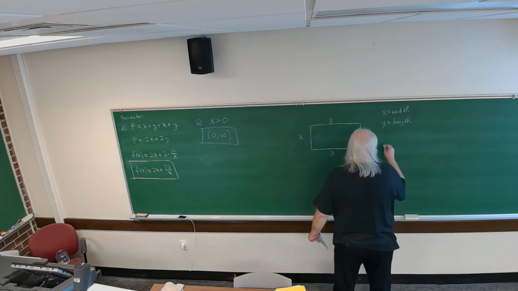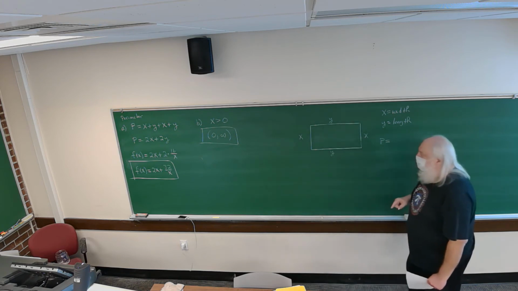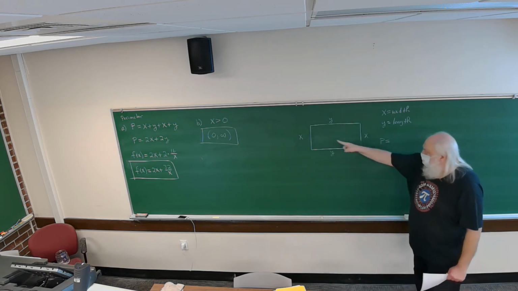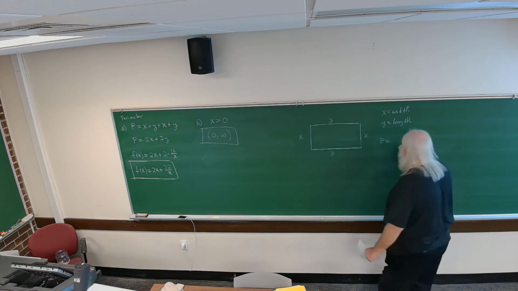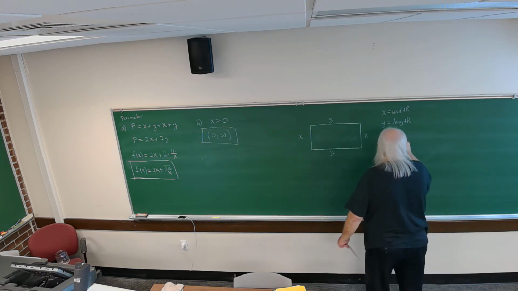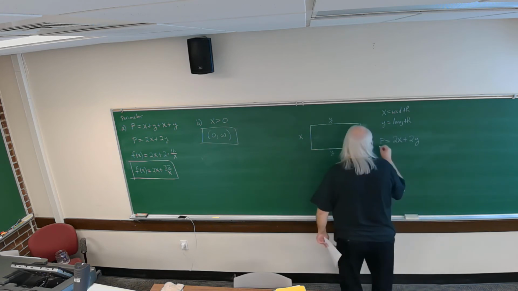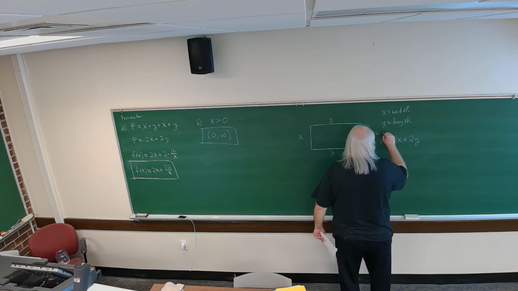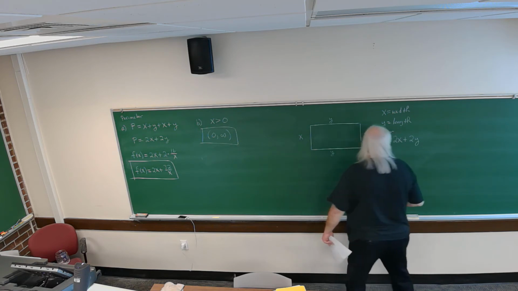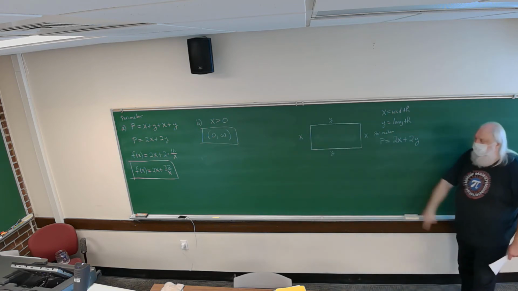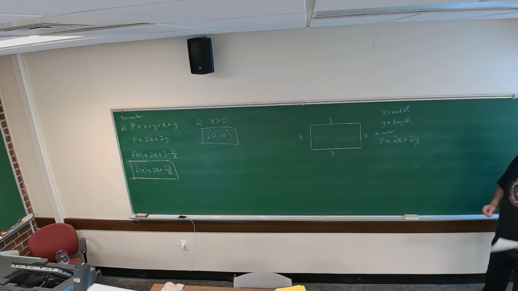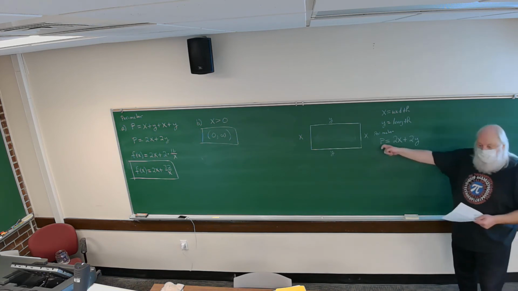The perimeter P is the distance around the rectangle, and again, it's 2x plus 2y. Just like in the previous example, the perimeter P is equal to 2x plus 2y. But in this case, the perimeter P is 20 meters.